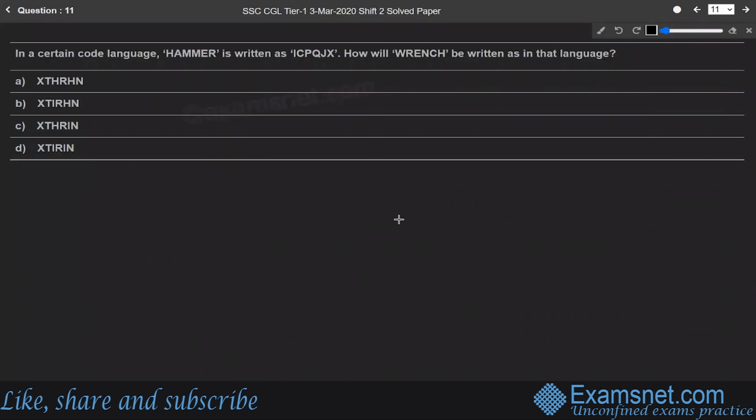Next question is, in a certain code language, hammer is written as ICPQJX, and how will wrench be written in that language? You can see that in this question, a word which is hammer is written in some coded language, which is ICPQJX. We have to identify how another word wrench will be written in the same language. For this type of question, all you have to do is make an alphabet place value chart.